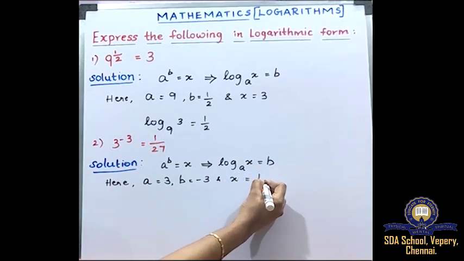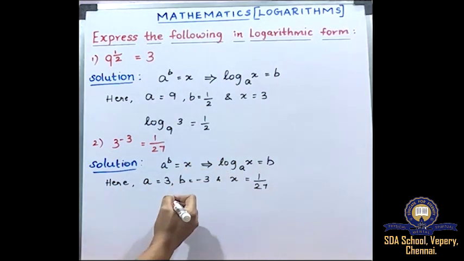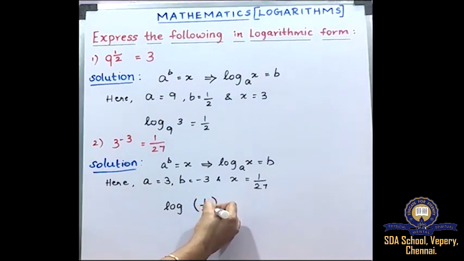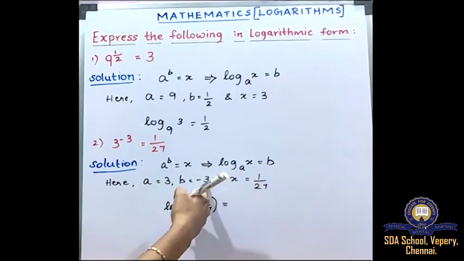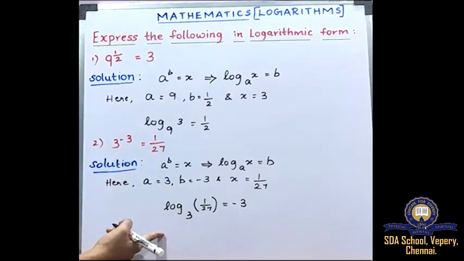Right? Now you are going to substitute a, b and x values in this logarithmic form. The x value here is 1 by 27, and the base a value is 3. So log 1 by 27 to the base 3 equals b. The b value here is minus 3. This is how you are going to convert the exponent form to the logarithmic form. Okay?